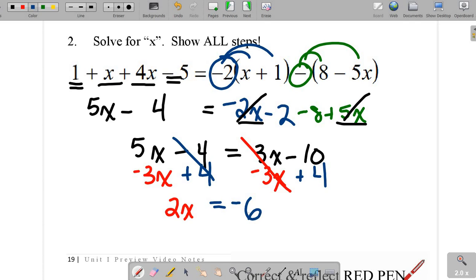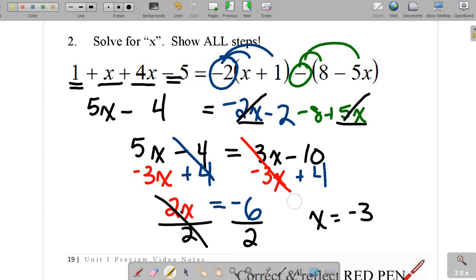That's negative 6. Now we're going to divide out. The opposite of multiplying is dividing. And x equals negative 3. If you really wanted to check your work, you can plug it in and make sure it works. If it's on a test, I would definitely do that.